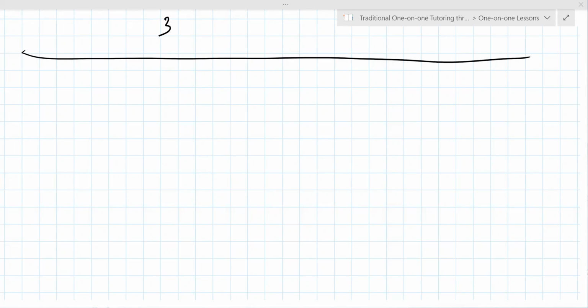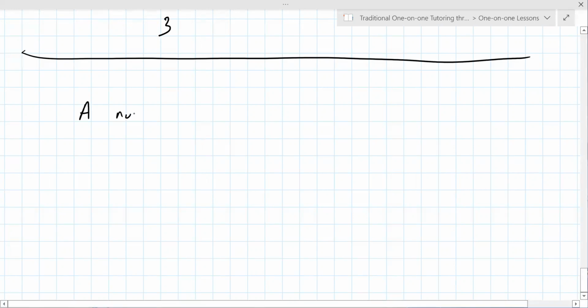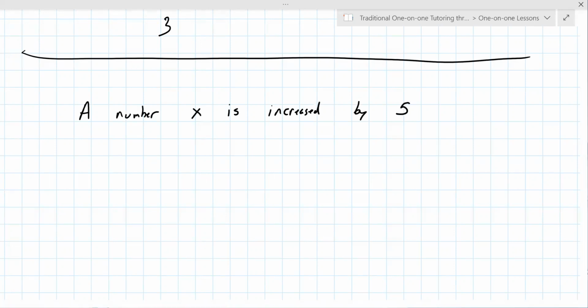All right. So I think what we need to do first is actually write expression sentences. Let's say I write something like this: a number X is increased by 5. Do you know how to write that as an expression? No. Okay. That's not good. We got to find a starting point here.